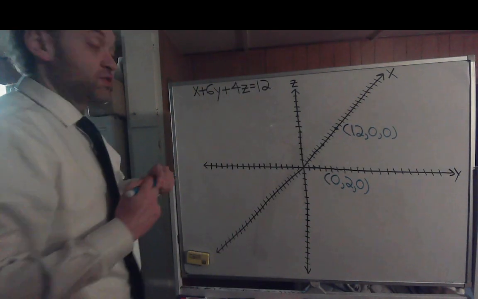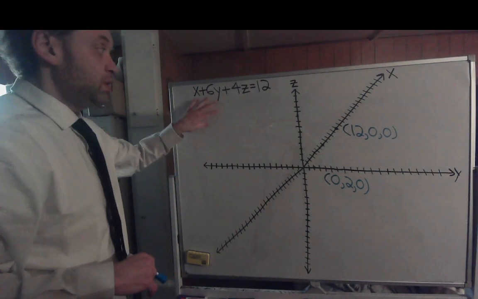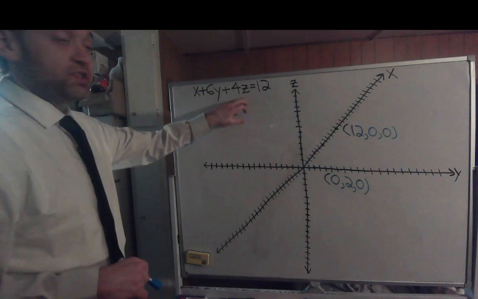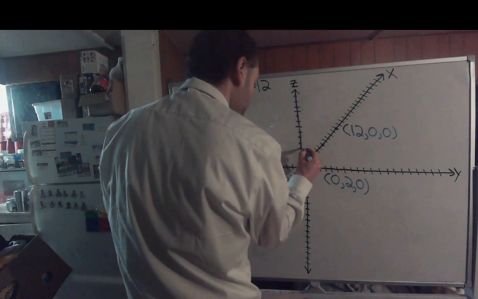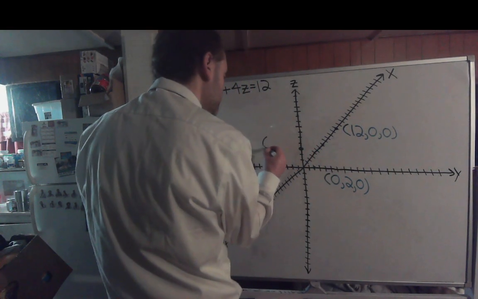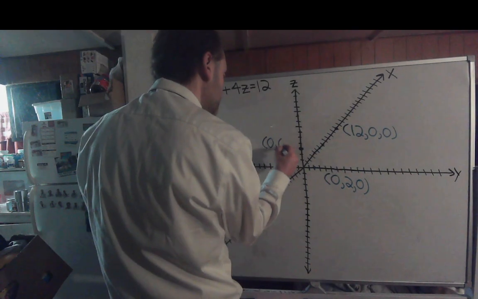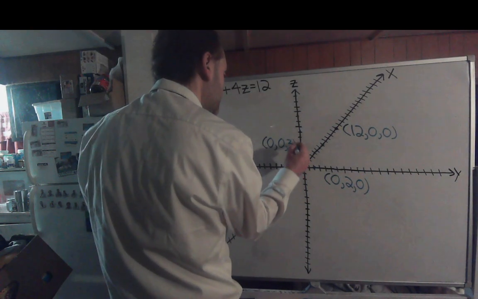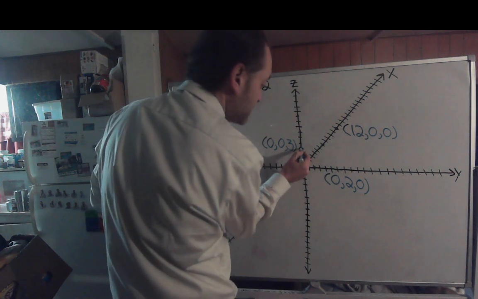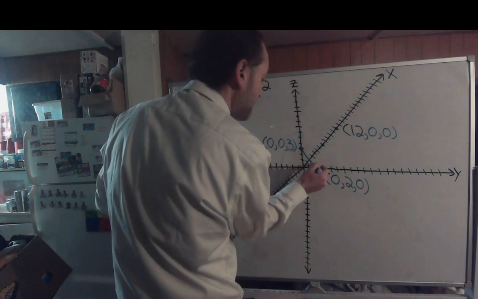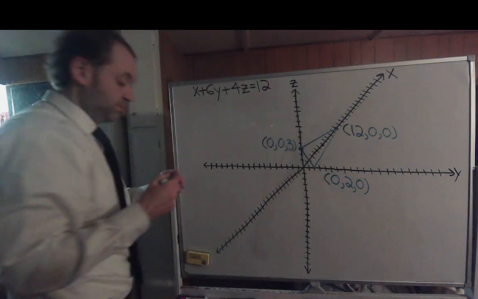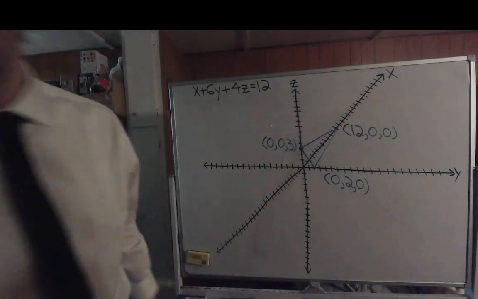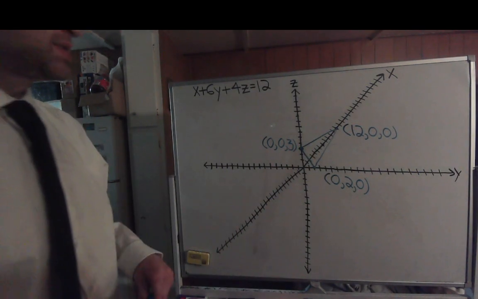Now let's find your z-intercept, which you'll set x and y equal to 0. 4z would equal 12, z would equal 3. So the z-intercept would be at 0, 0, 3. And then like before, you'll just connect these. And there you go. You have a nice triangular plane between the 3 points.